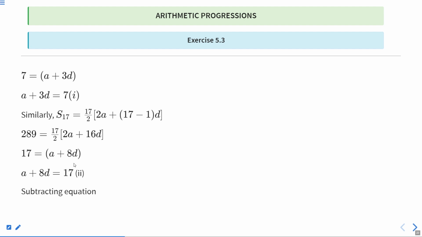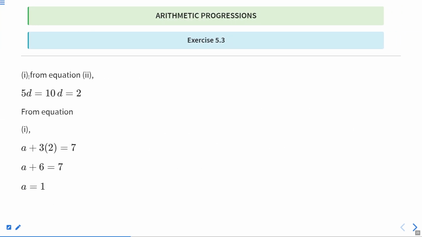Now naming this equation number 2, and if we subtract equation 1 from equation 2, then we get 5d is equal to 10, that is d is equal to 2. And from equation 1, if we put the value of d equal to 2, then we get a plus 3 times 2 is equal to 7, and it implies a is equal to 7 minus 6, that is equal to 1. So the first term of this AP is equal to 1.